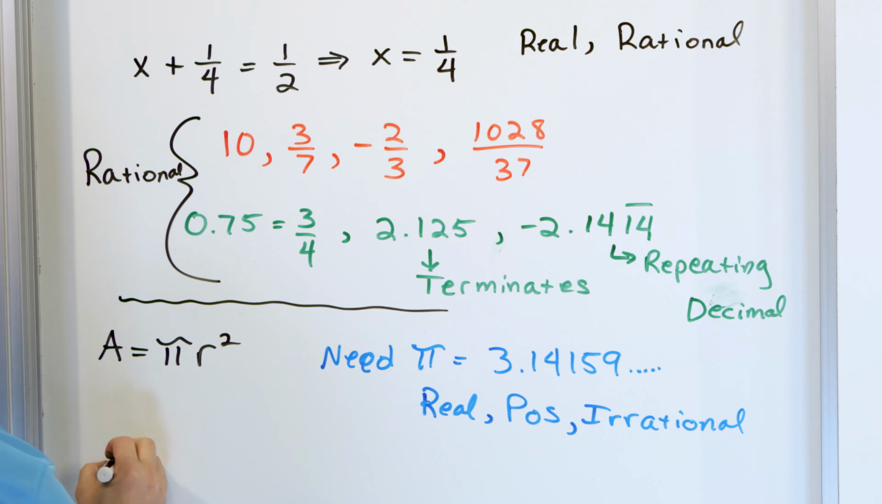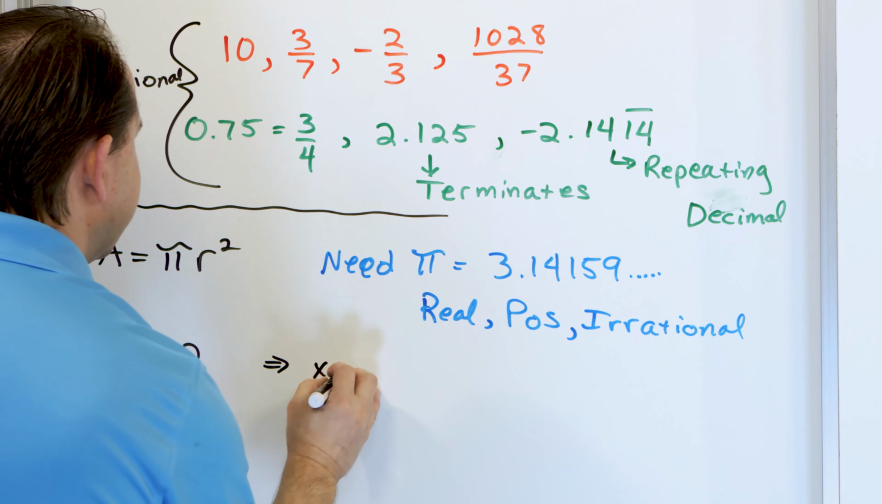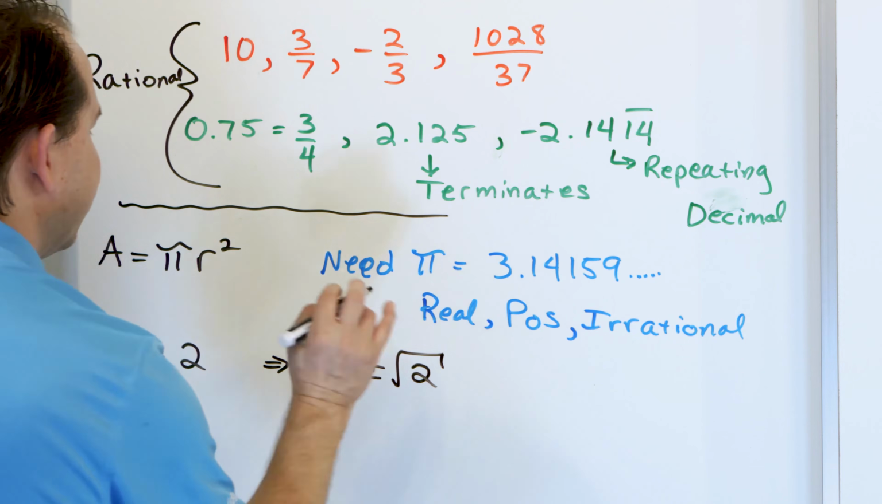Let's talk about another equation. What about x squared is equal to 2? This is another kind of equation. How do I solve this equation? I'm going to take the square root of both sides, right? So that means I'm going to say that x is equal to plus or minus the square root of 2. We've learned about that.